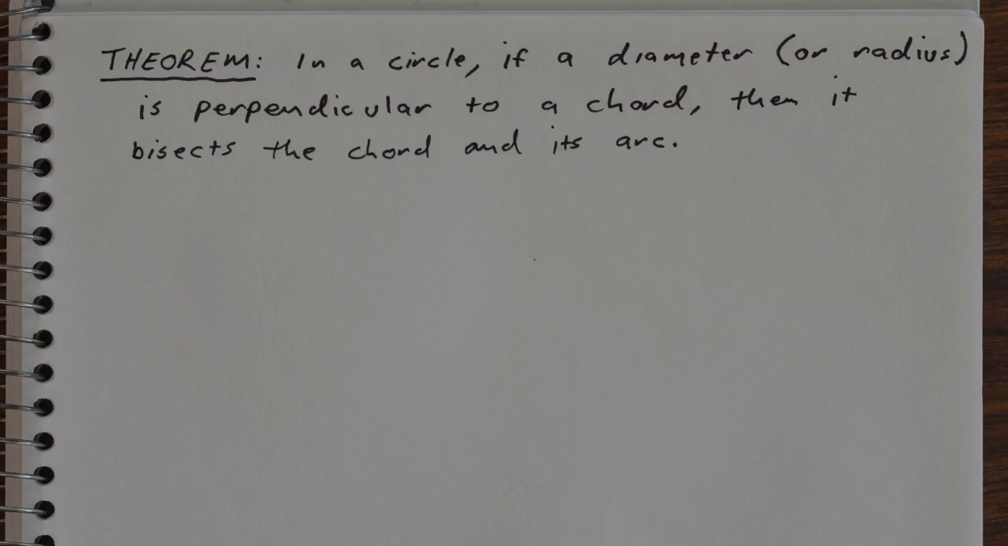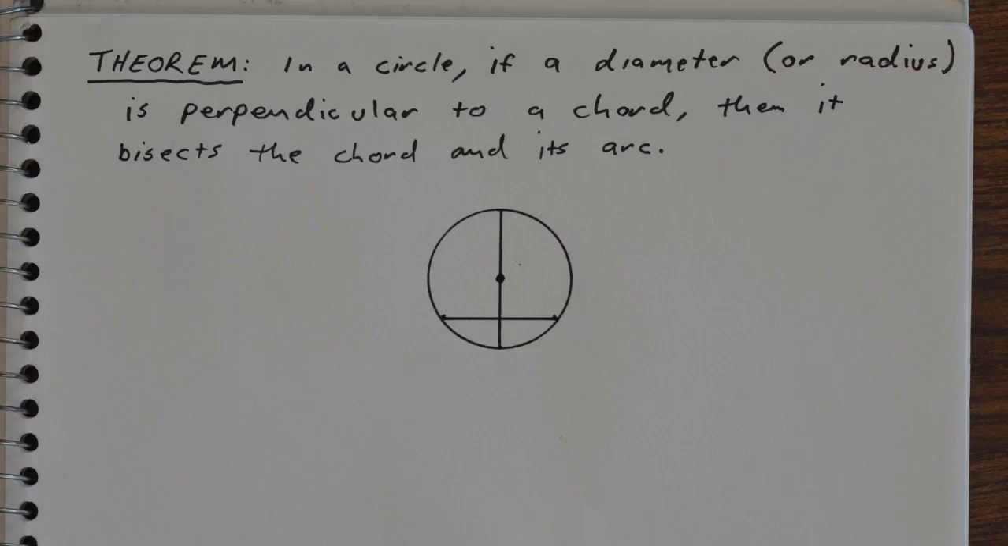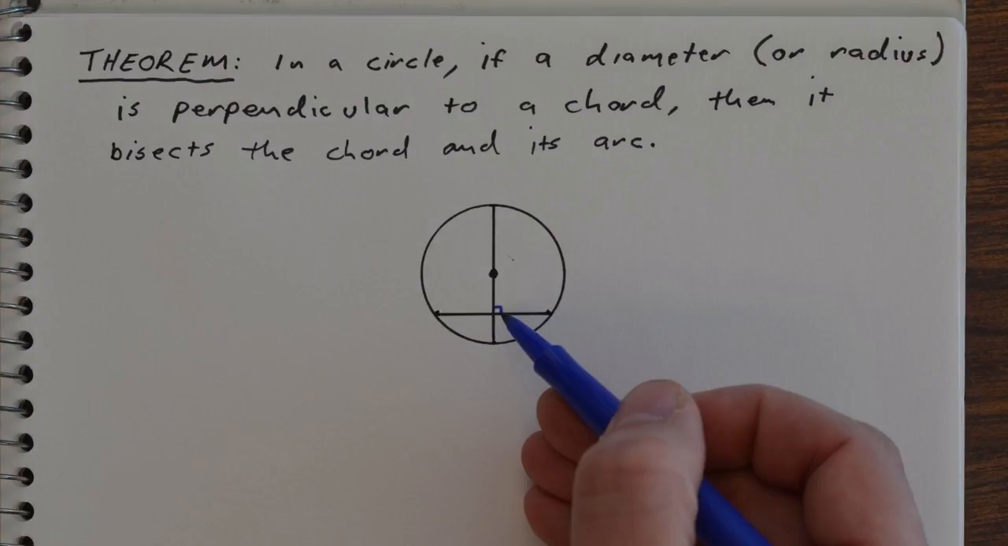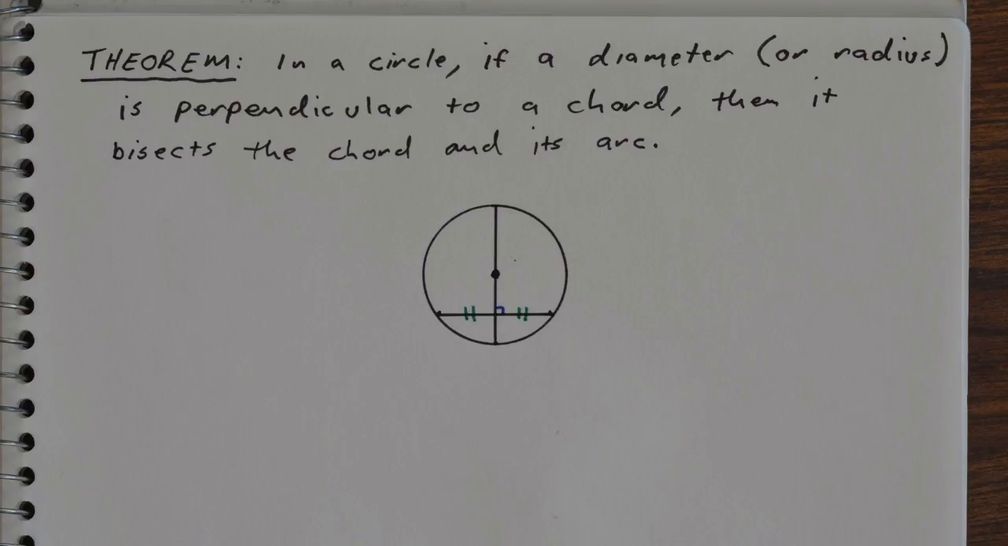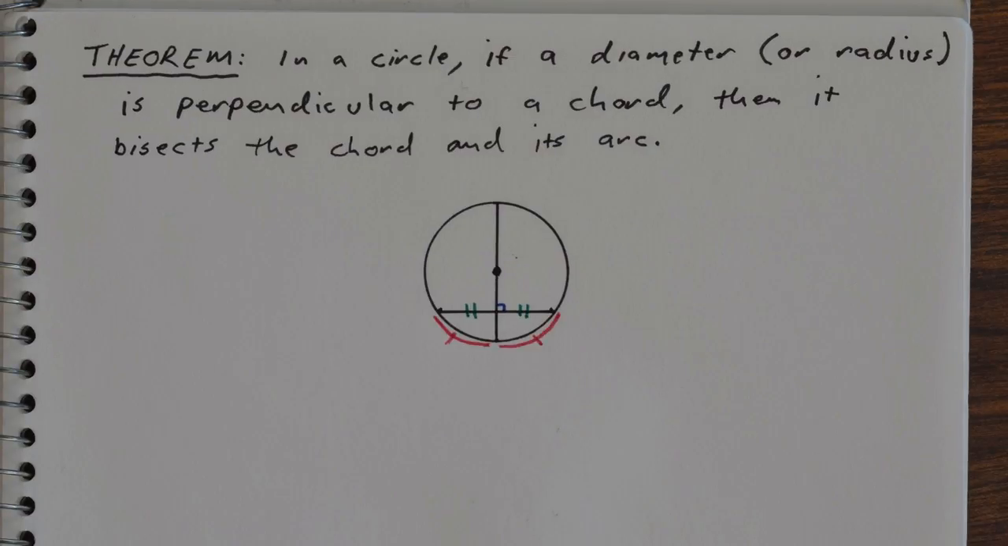Here's another theorem. In a circle, if a diameter or a radius is perpendicular to the chord, then it bisects the chord and bisects the arc. So let's draw ourselves a circle with a diameter and a chord that runs perpendicular to that diameter. This theorem states, if they are indeed perpendicular, then the chord is bisected, and also the arc that is sort of made by that chord, that arc is bisected as well.